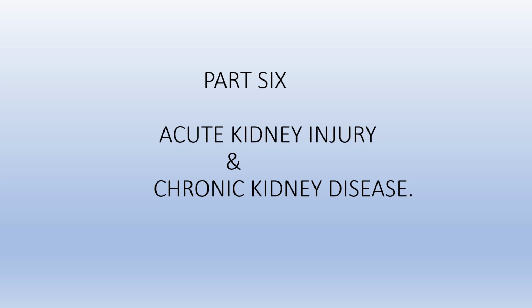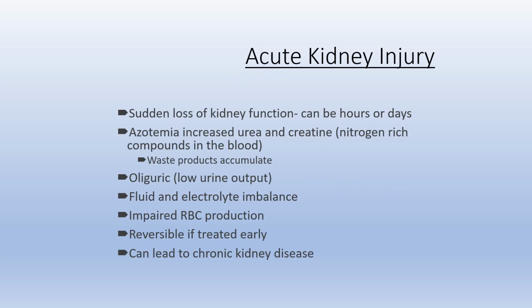Part 7, Chapter 37, we're going over acute kidney injury and chronic kidney disease. Acute kidney injury is a sudden cessation of the kidney function that occurs when the blood flow to the kidneys is significantly compromised. Manifestations occur abruptly.